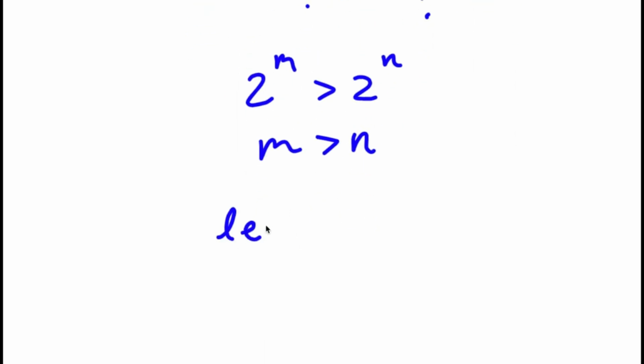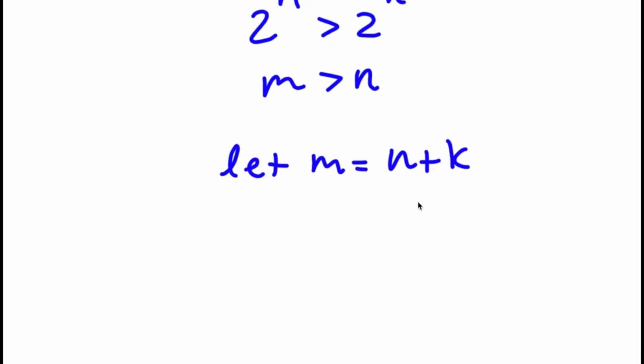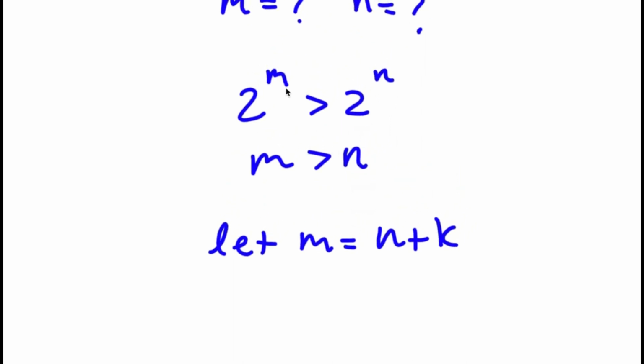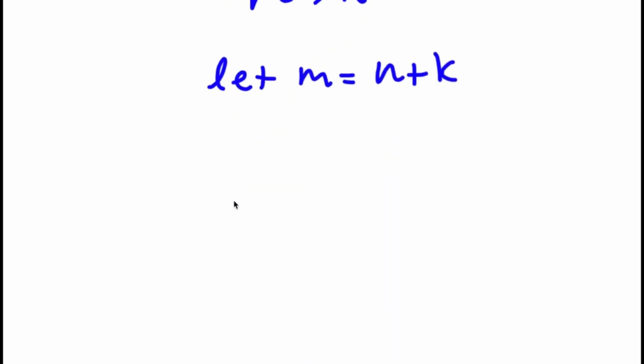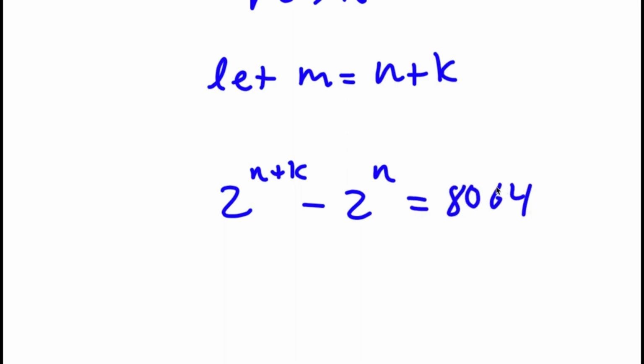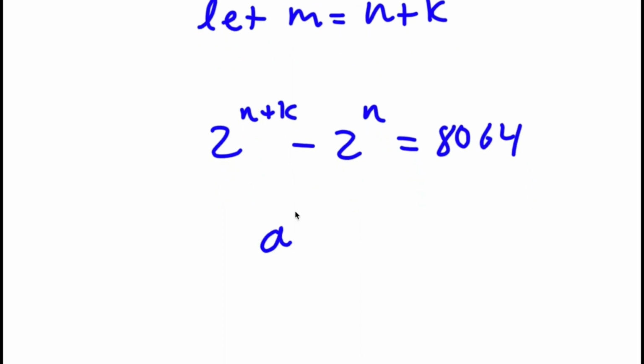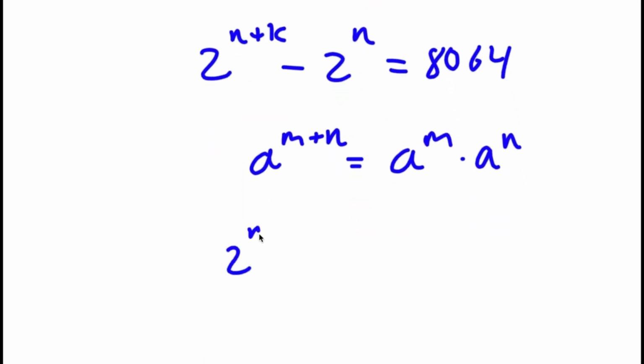So I'm going to let m equal n plus k, and k is an integer. So if m equals n plus k, then I have 2 to the power of n plus k minus 2 to the power of n is equal to 8,064. Now if I have something in the form a to the power of m plus n, this is equal to a to the power of m times a to the power of n. So 2 to the power of n plus k, that's going to equal 2 to the power of n times 2 to the power of k, minus 2 to the power of n is equal to 8,064.